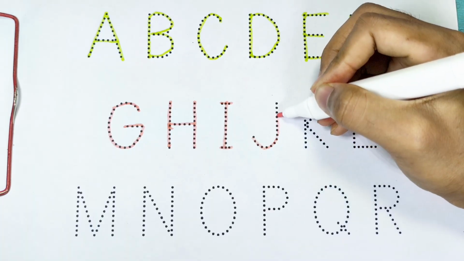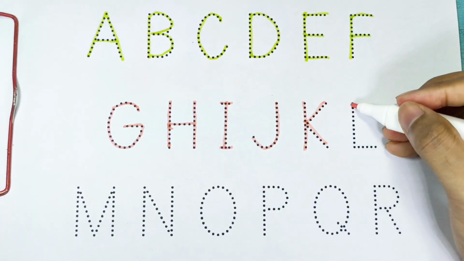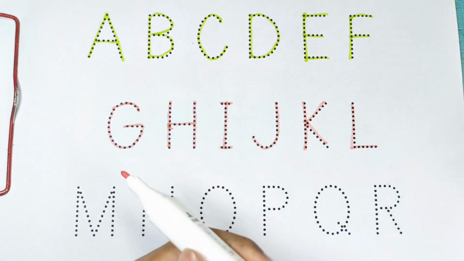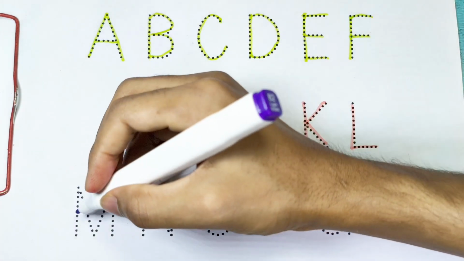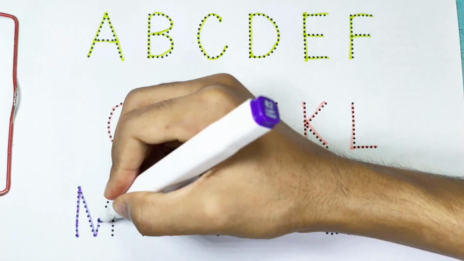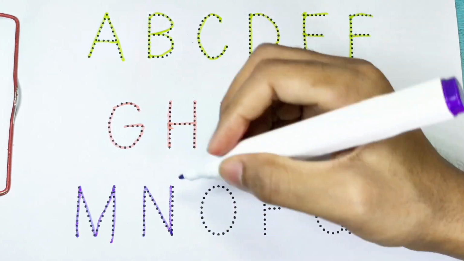J for jackfruit. And the next one is K. L for lion, L for lemon. The next one is M. M for moon, M for mango. Now we are using the color of light violet, writing the alphabet of M. N for nose, N for nest.